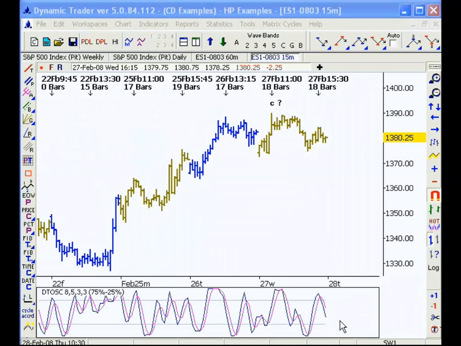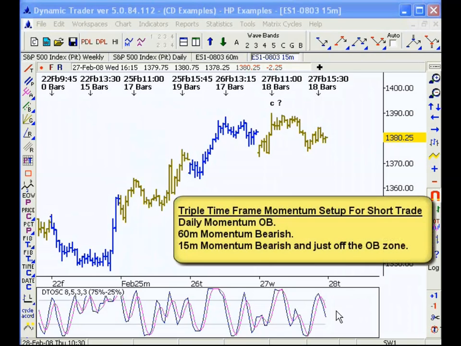And again, I should have mentioned before, I'm only looking at pit session data, not the 24-hour overnight data. For a market like the S&P, all the volume is during the trading day session, what we call the pit session data of the futures. So we only look at that. The 15-minute momentum has just turned bearish near the end of the day. So there should be at least several bars on the 15-minute sideways to down before the 15-minute momentum reaches the oversold zone. So it's an immediate position to consider a short trade.